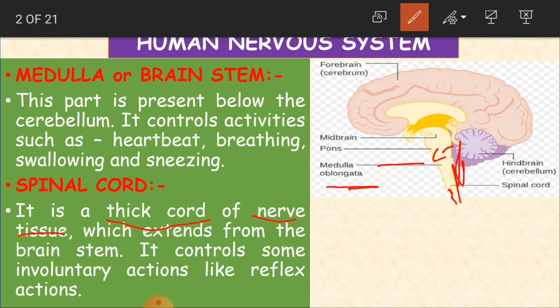Clear children? So what is the spinal cord? It is a thick cord of nerve tissue, and where does it lie? It extends from the brain stem, from here. And it controls some involuntary actions, which we can call reflex actions also.